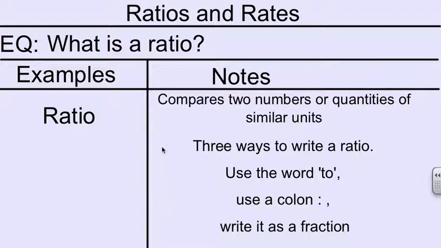Today you're going to be doing homework on ratios, and so today's lesson is, what is a ratio? A ratio is essentially a way to compare two numbers or quantities of similar units. So I'm comparing time to time, or measurement to measurement, length to length. So you want to basically have these same units. There are three ways to write a ratio. You can use the word "to" to separate the two numbers, a colon, which is just the two dots, to separate the numbers, or you write it as a fraction.